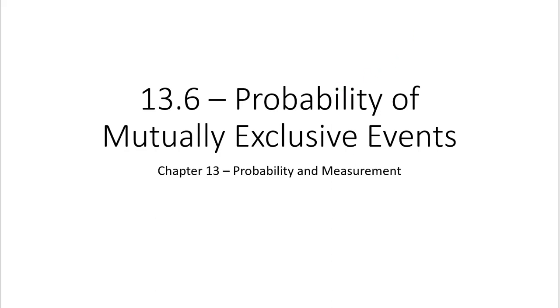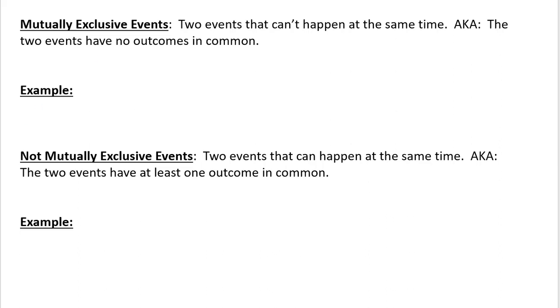Today we're going to be talking about the probabilities of mutually exclusive events. So we first have to define some terms. Mutually exclusive: each one of them is exclusive of the other one. So the two events can't happen at the same time. The two events cannot have the same outcomes.